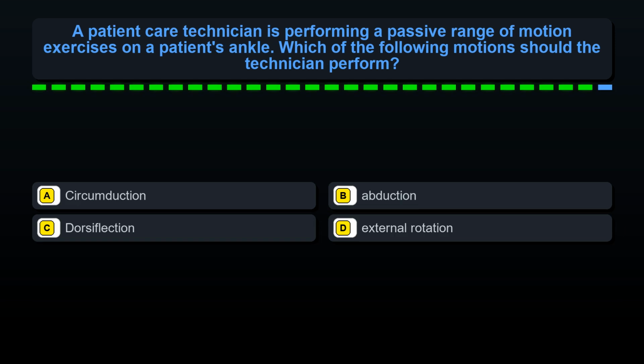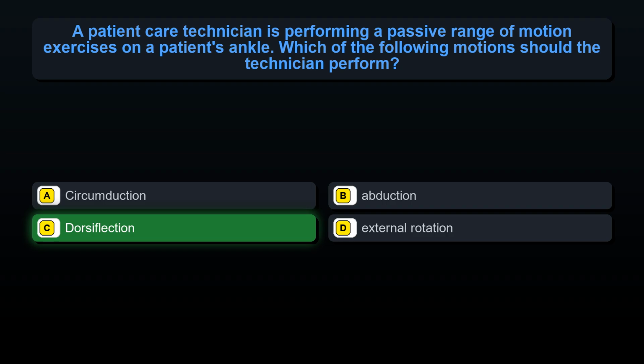Question 8. A patient care technician is performing passive range of motion exercises on a patient's ankle. Which of the following motions should the technician perform? Option A. Circumduction. Option B. Abduction. Option C. Dorsiflexion. Option D. External rotation.